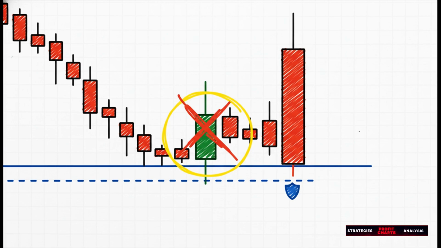Anyone trading this without a stop loss would have been in a world of hurt. And that is exactly why our stop loss is non-negotiable. It saves our skin when the signal fails.